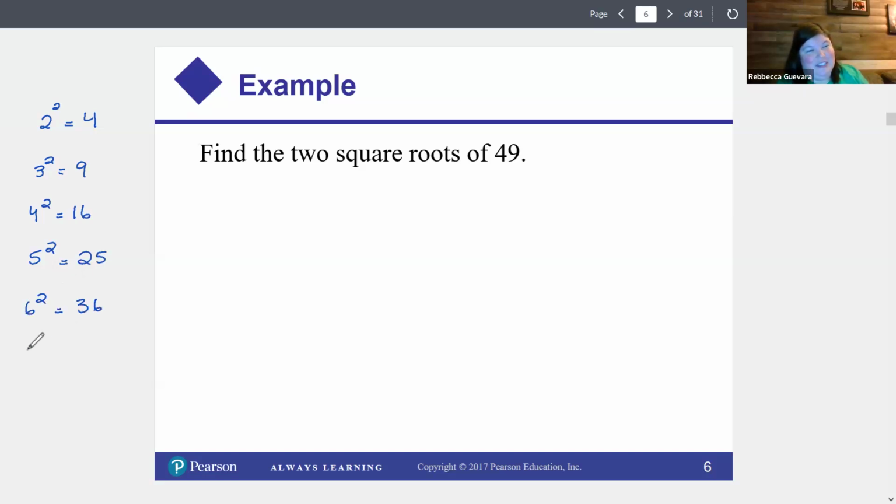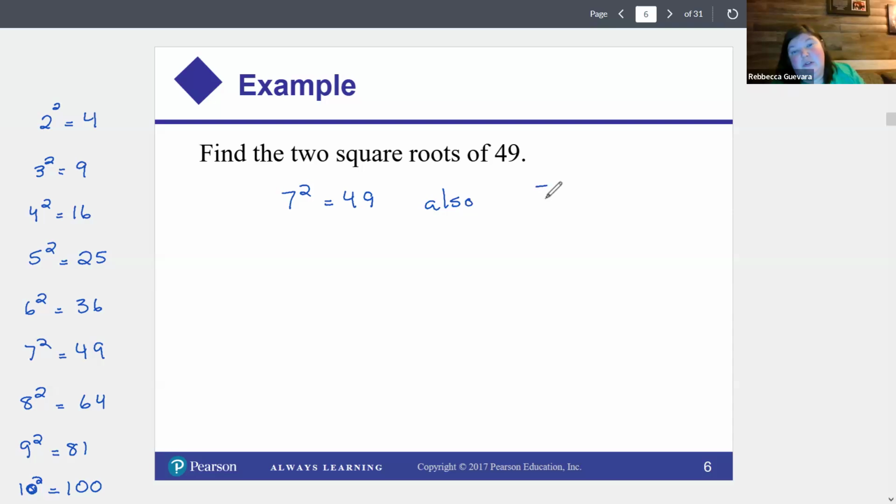6 squared is going to be 36. 7 squared will be 49, which is the one I need. 8 squared is going to be 64, and 9 squared will be 81. 10 squared is 100. So keeping a list of squares or memorizing it will help you with some of this. If I take 7 and I square it, I get 49. But that also means, because we always have two roots, a positive and a negative root, that if I take -7 and I square it, I would also get positive 49. So my roots are plus and minus 7.